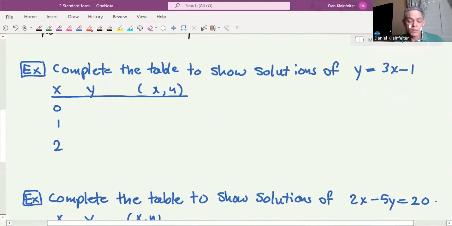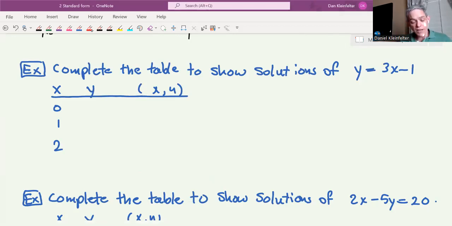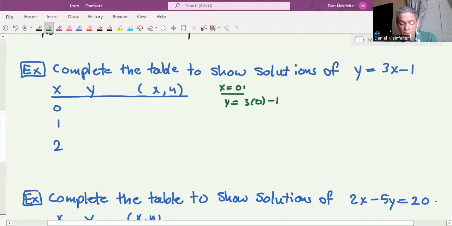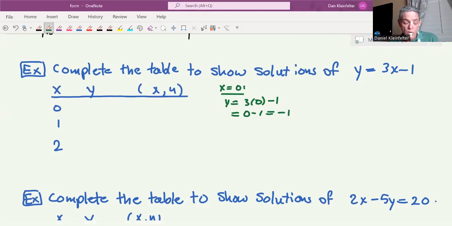Okay, more examples. We want to complete the table here to show solutions of the equation y equals 3x minus 1. Here, we're given values of x of 0, 1, and 2, and we're going to calculate the corresponding values for y. We'll start when x is 0. So if x is 0, y will be 3 times 0 minus 1. That is 0 minus 1, or negative 1. So the y value corresponding to an x of 0 is negative 1, and the pair that makes up the solution is going to be 0, negative 1.